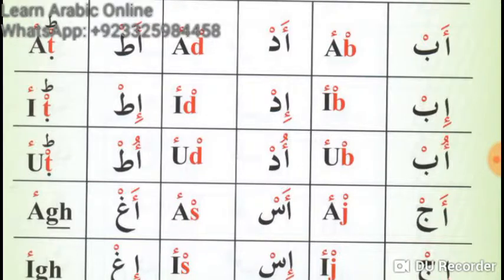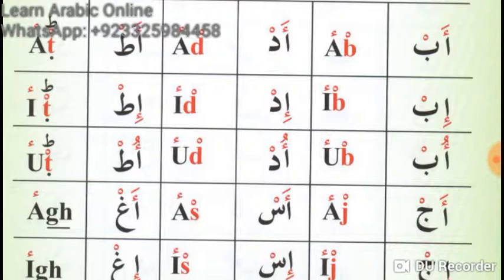Now, okay. Aleph, Hamza, Fatha, Ba. Aleph, Hamza, Kesra, Ba, Sakin. Aleph, Hamza, Damma, Ba. No, no, no. Listen again. Aleph, Hamza, Fatha, Ba, Sakin, Ab. Aleph, Hamza, Kesra, Ba, Sakin, Ib. Alif, Hamza, Damma, Ba, Sakin, Ub. Ab, Ib, Ub.